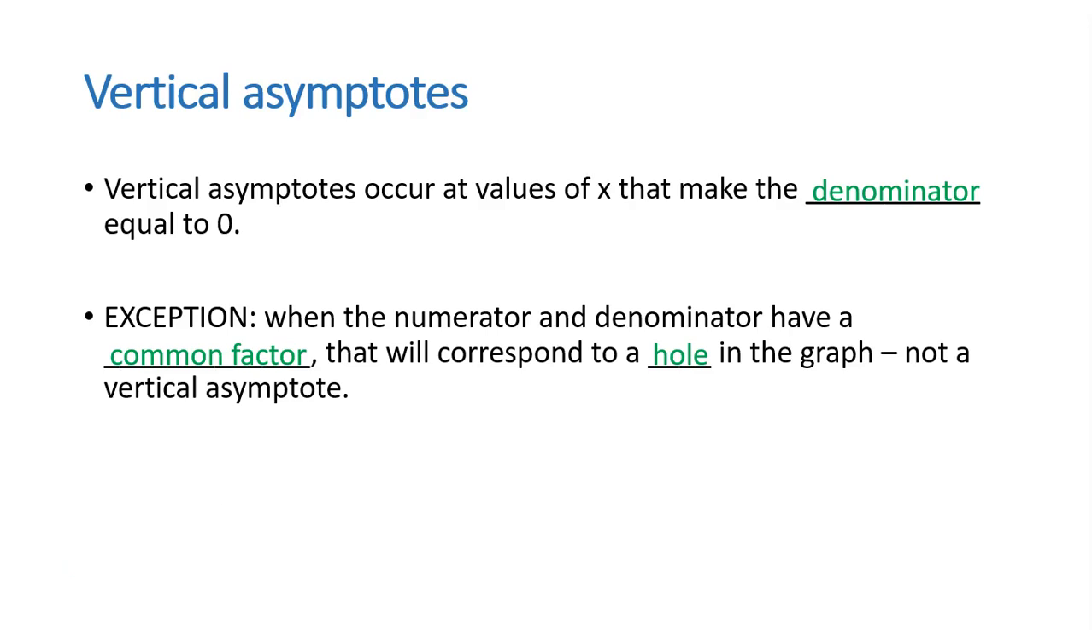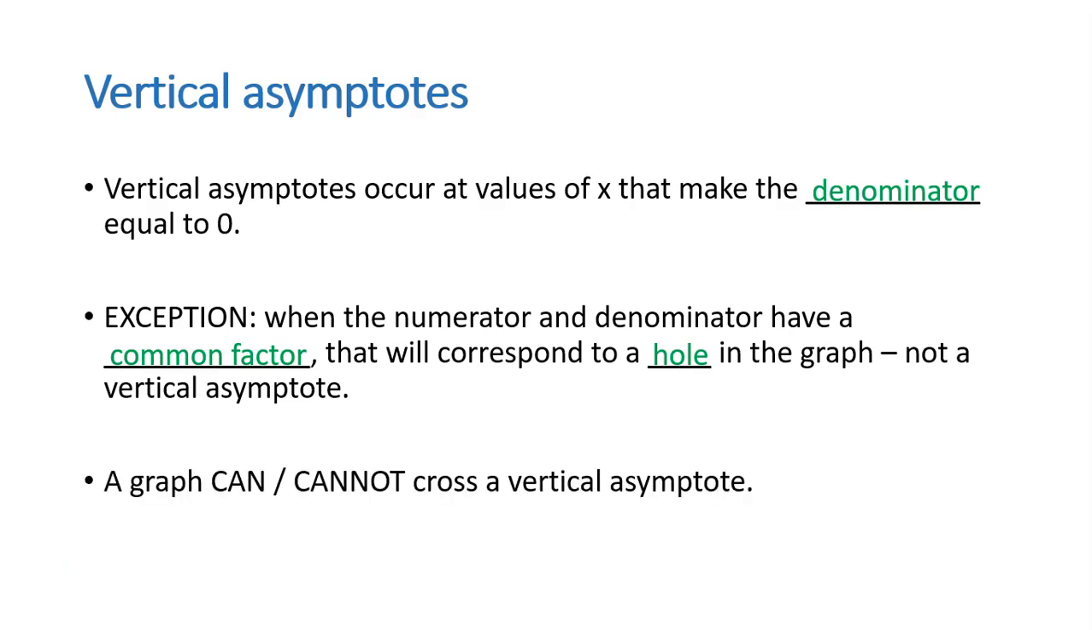Now, one thing we really have to pay attention to is the fact that a graph cannot cross a vertical asymptote. So whenever we're graphing a rational function, we start by graphing all the asymptotes. Anytime we graph a vertical asymptote, we know that we're going to have graph on either side, but these individual pieces of the graph are completely separate.